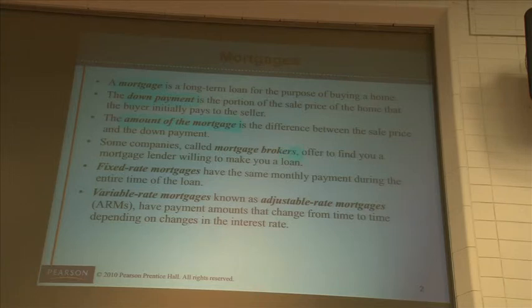You have mortgage brokers, the people who take your money. Fixed rate mortgages are nice because it will always be the same payment. It won't change. But sometimes you run into things called variable rate mortgages and adjustable rate mortgages. Not always so nice. You won't always know what you have to pay the next month.